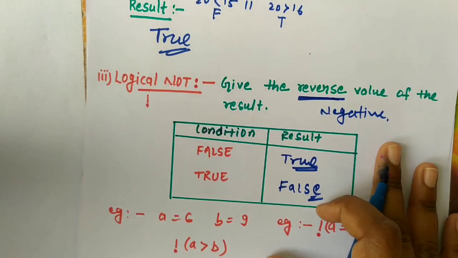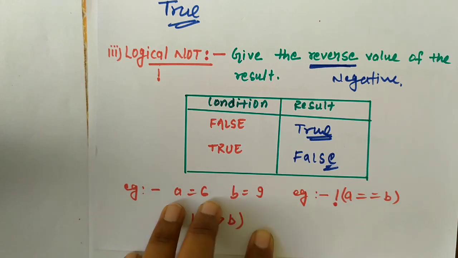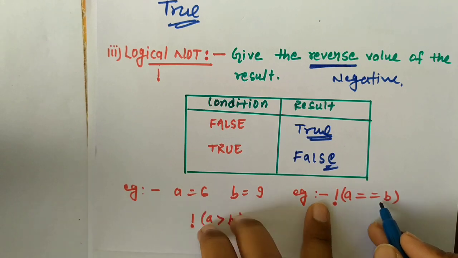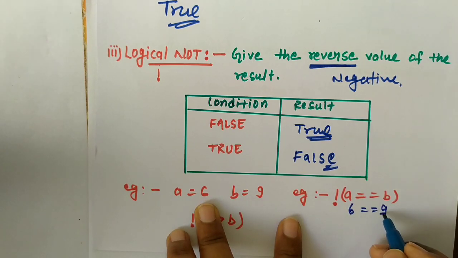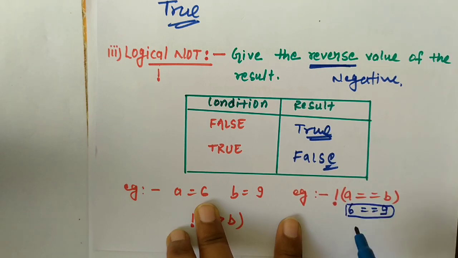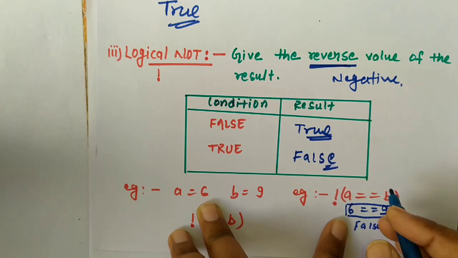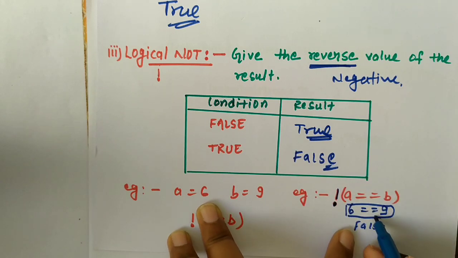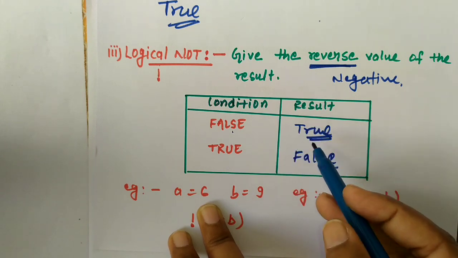Let's see the question related to the logical NOT. Here A is equal to 6, B is equal to 9. Here, A equal to B. Put the value of A, that is 6 equal to 9. Is it true? Is 6 really equal to 9? No, this is false. But in front of this, there is a NOT operator. That means the condition is false, so it gives the true value.